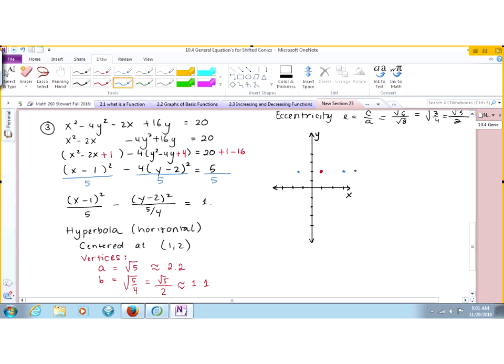So this is what? One plus square root of 5, comma 2. What about this? 1 minus square root of 5, comma 2. How about the up and down? Oh, so you go up 1.1 and go down 1.1. All right. So this is 1, 2 plus square root of 5 over 2. And this is 1, 2 minus square root of 5 over 2. All right. So are we drawing an ellipse here? What are we drawing? Rectangle, right? This is a hyperbola.